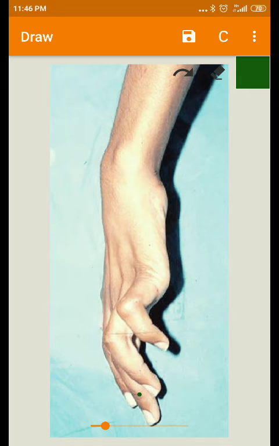The ulnar nerve is most commonly injured at two sites. One is the medial epicondyle of the humerus, that is the cubital tunnel, and another one is at the wrist region, that is Guyon's canal. Normally the ulnar nerve gets injured at the cubital tunnel and Guyon's canal because at these two areas the ulnar nerve is superficial and prone to injury.